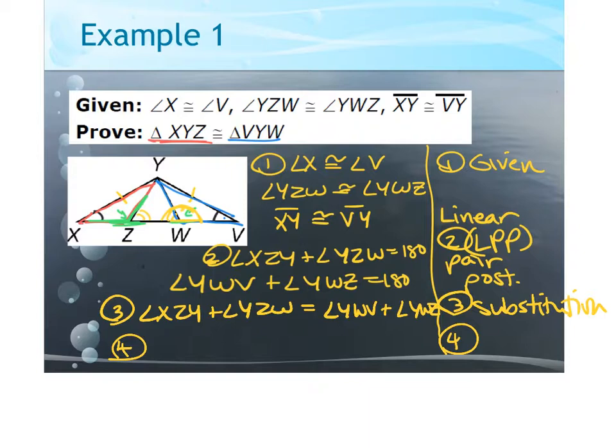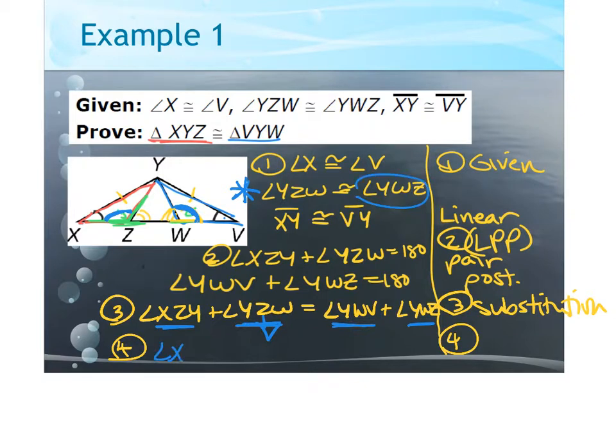The next thing I'm going to do, because my goal here is to show that this angle equals this one. And remember, this angle is the XZY, and this one over here is going to be the YWV. So what I'm going to do now is another substitution, because I was told at the beginning up here that this angle was equal to this one. So what I'm going to do is I'm going to change this angle and make it this.